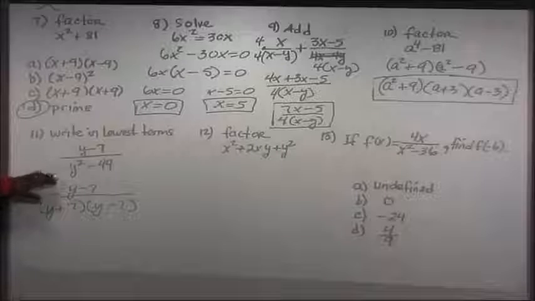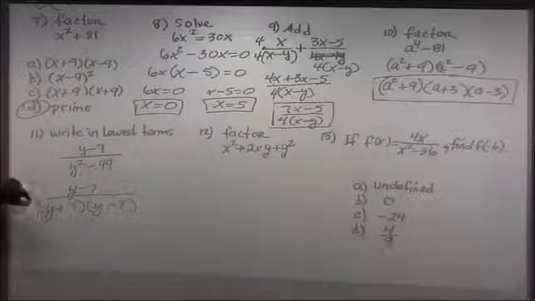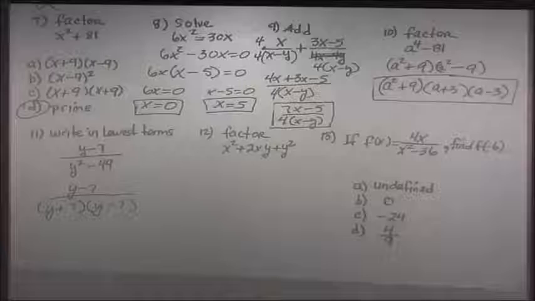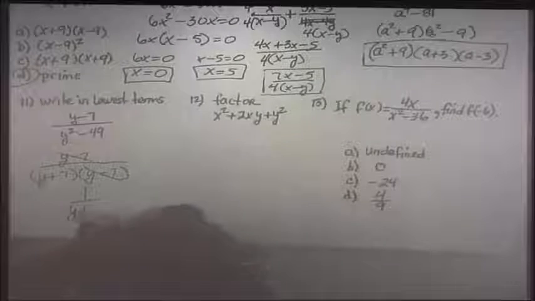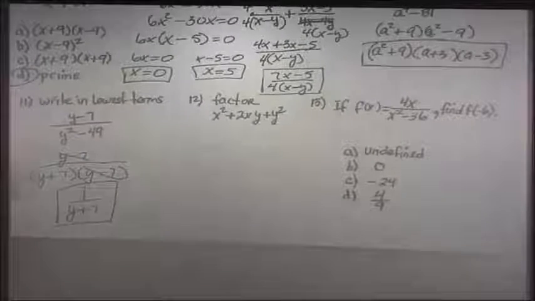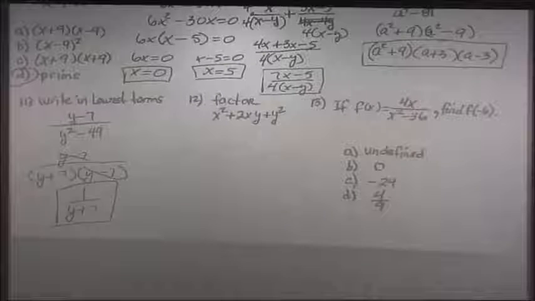And then we factored. Our denominator didn't have anything in common, but it's a difference of two squares. What can we do next? 1 over y plus 7. Don't forget the 1. That's going to come up a couple of times on there.